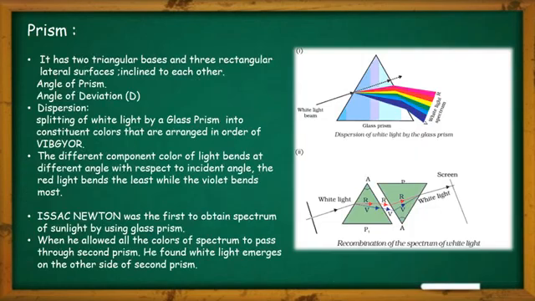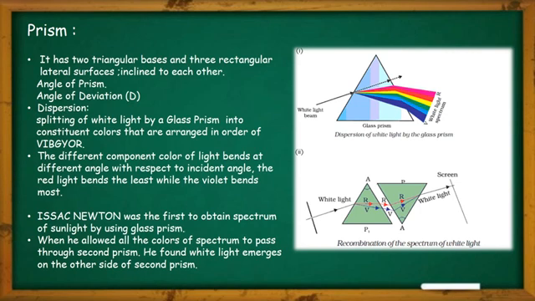Next, we will learn about the concept of dispersion of light. You know that dispersion of light means the splitting of polychromatic light into its constituent colors whenever it passes through a prism. That is called the dispersion of white light. This dispersion happens just because the light passes through the prism. Then what is a prism?